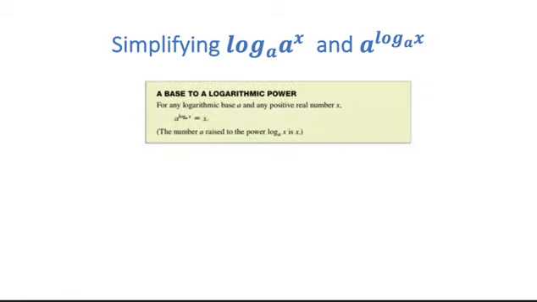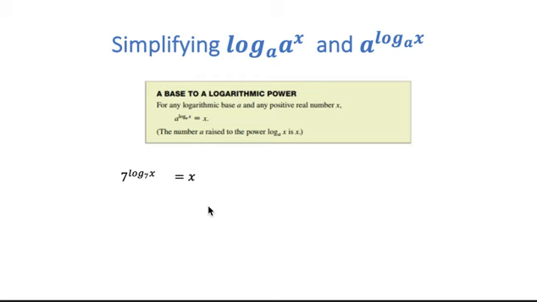The last property today is the a base to a logarithmic power property. So for example, if you have a to the log base a of x, that's also equal to x. Let's look at some examples. So first we have 7 to the log base 7 of x. Because these bases are the same, this answer is x.